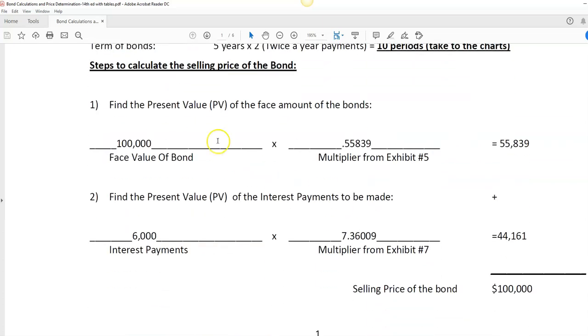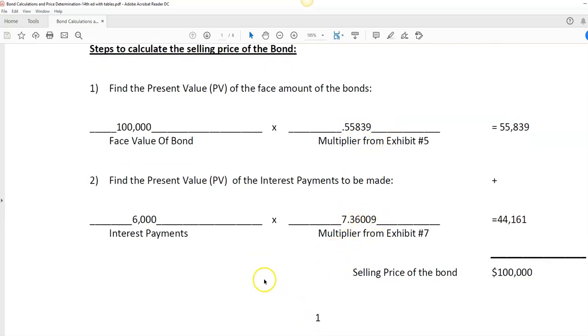So here's the chart. First, find the present value of the face value of the bond. The $100,000 times the multiplier equals this. Secondly, find the present value of the interest payment. My interest payment is the same. These always stay the same on the chart. Times the multiplier equals this. So let's go look at the next page where I'm going to show you these actual multipliers here.